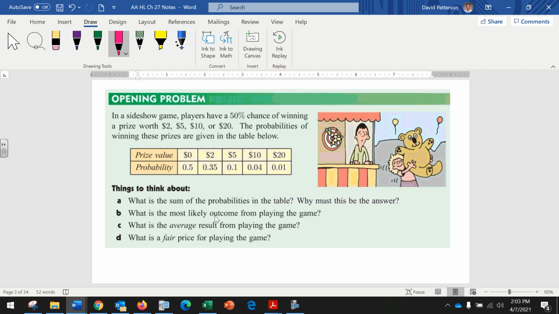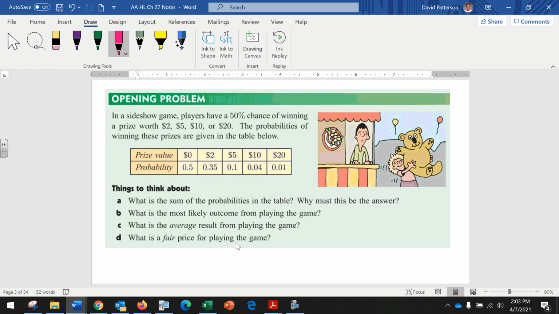What is the most likely outcome? The most likely outcome is going to be the one that has the highest probability. So the most likely outcome would be $2 that you walk away with. The average result. Now we're talking about a little more challenging concept. But basically, if we think of this as a weighted average, I could find that average as 0 times 0.5 plus 2 times 0.35, etc., on out there. And that would give me the average result.